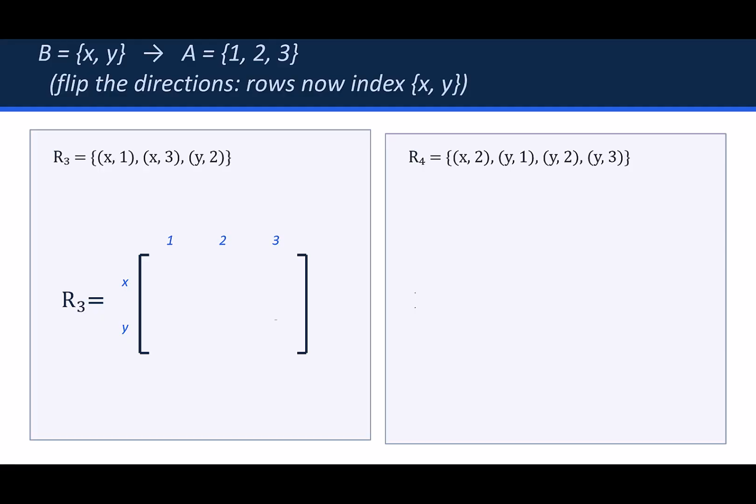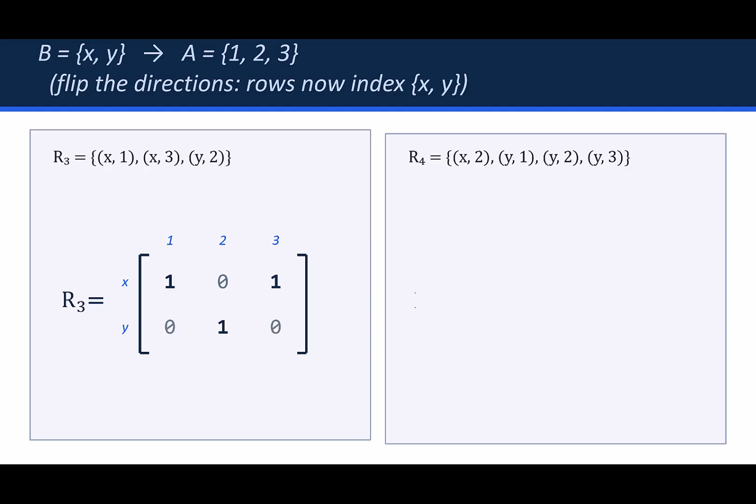When I look at my ordered pairs, I have (x,1) and (x,3). That says I put a 1 in the first row, first and third columns. Then I have (y,2), which is second row, second column. Then I put zeros everywhere else.